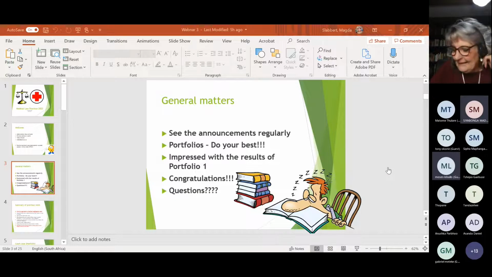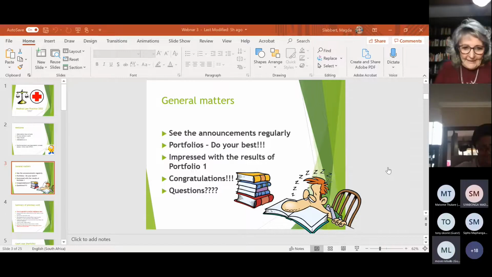Okay, test one. I haven't done any tests. I've just been working on the portfolio. So I now need to shift my focus to the tests. Is it only test one that we need to work on, or is there any more that is expected? No, there's only test one.